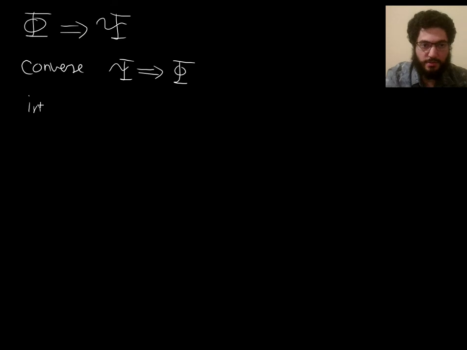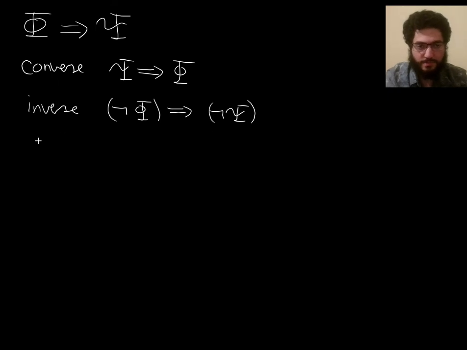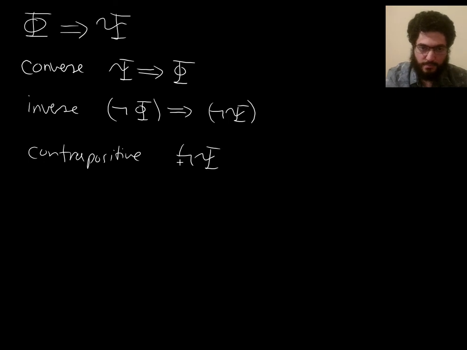Another thing you can do is not swap them, but negate both the hypothesis and the conclusion. So like this. Instead of swapping, just negate each. And that's called the inverse of the implication. And another one is to do both swap and negate. So take the inverse of the converse, or the converse of the inverse, and that's called the contrapositive of the original implication. So not psi implies not phi.